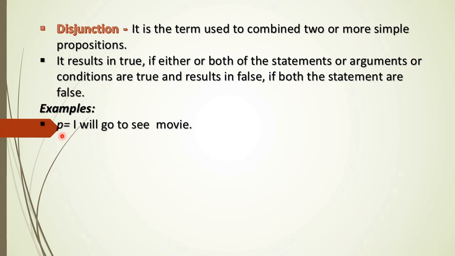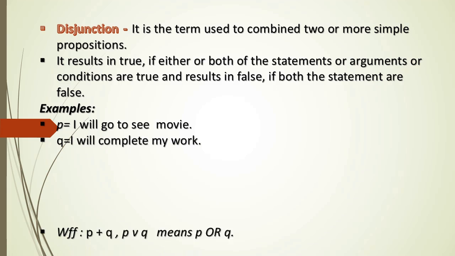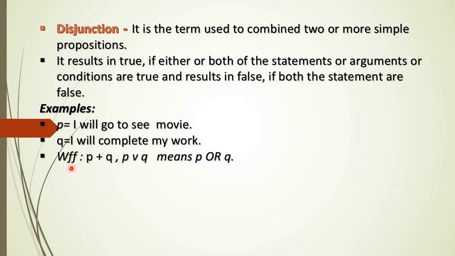For example, let's take two simple propositions. P represents I will go to see a movie. Q represents I will complete my work. Now these two simple propositions can be written as a well-formed formula as P V Q, which means P or Q. Here I would like to draw your attention. This plus sign does not mean an arithmetical operator. It is a Boolean operator or binary operator or logical operator which performs logical operation.